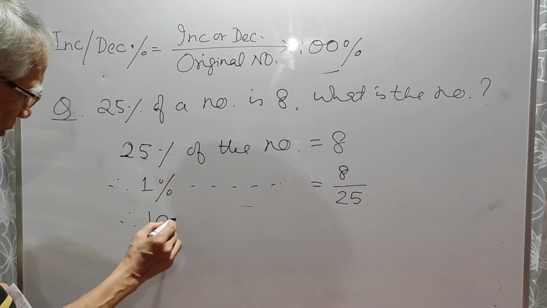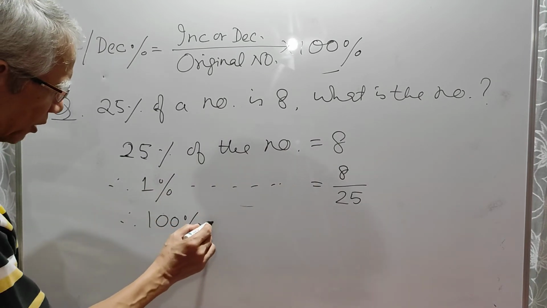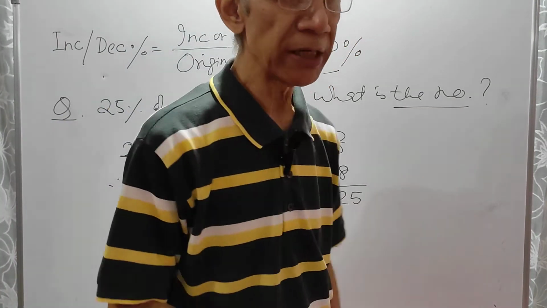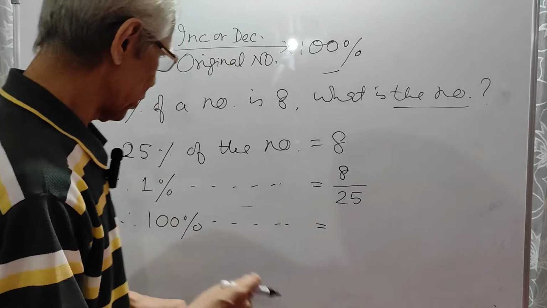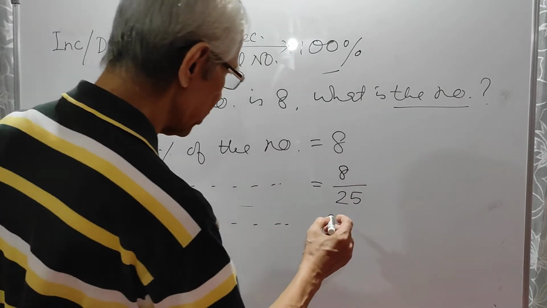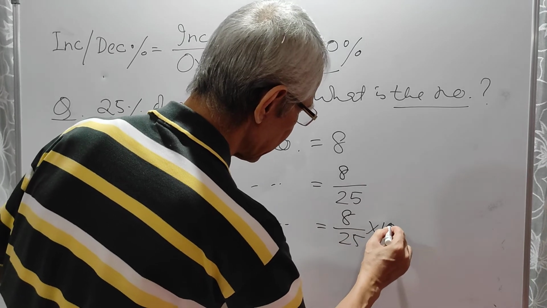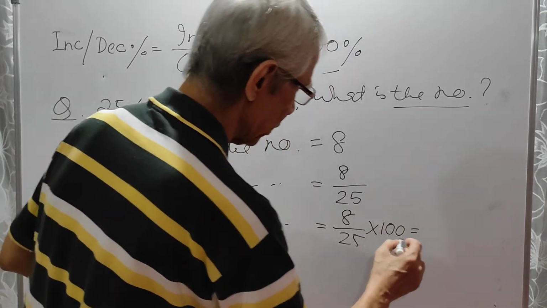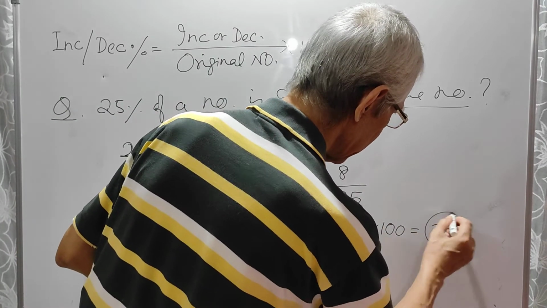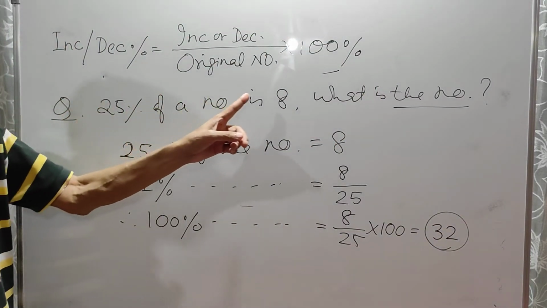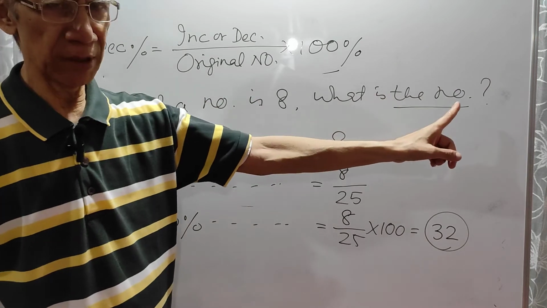Therefore, now we have to find the whole number. That means 100% of the number. So 100% of the number will be what? 8 by 25 into 100. That means 32. So 32 is the answer. You followed? So 25% of a number is 8. So what is the number?